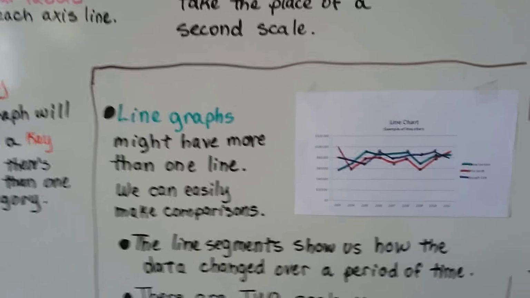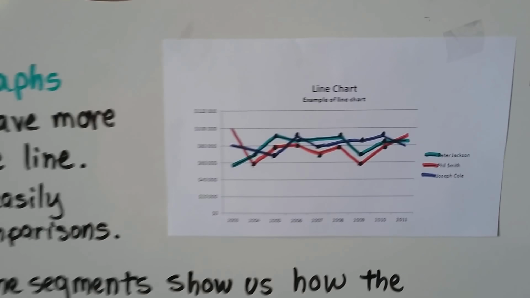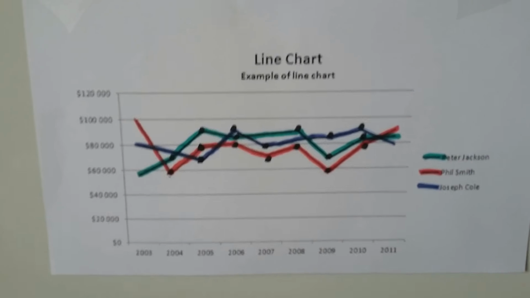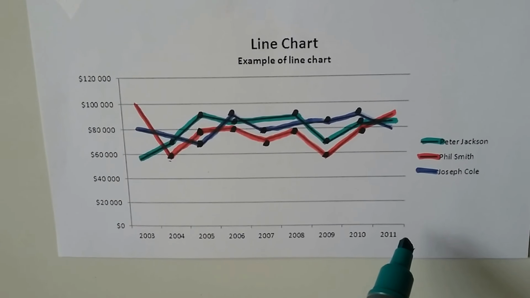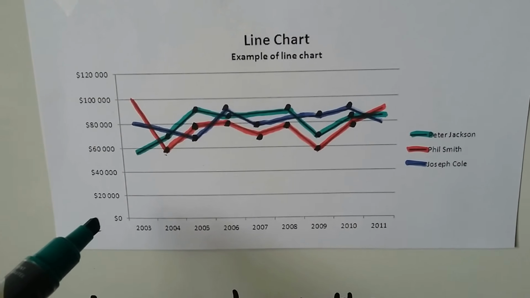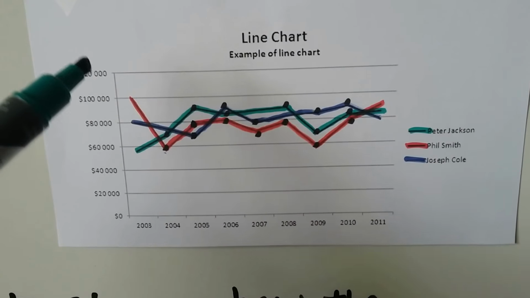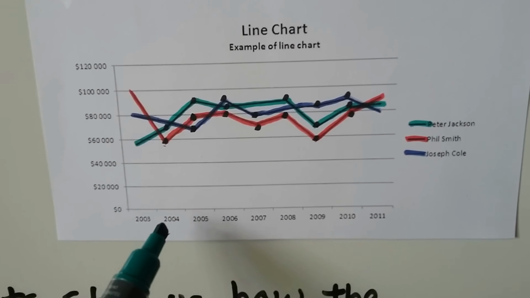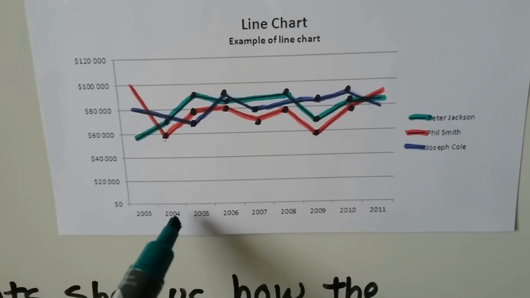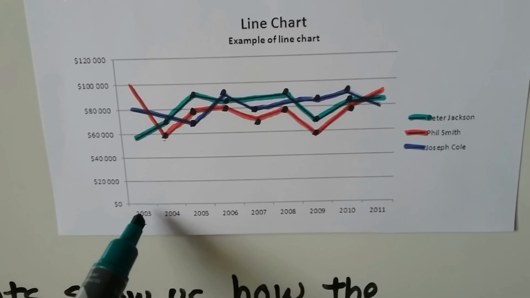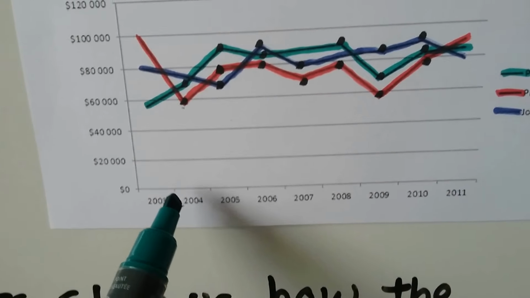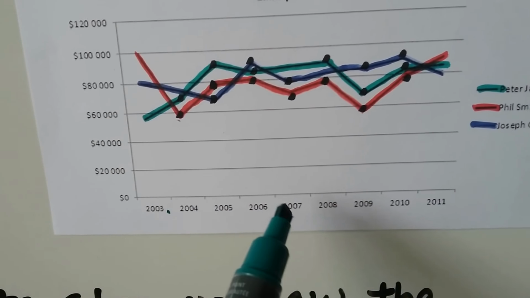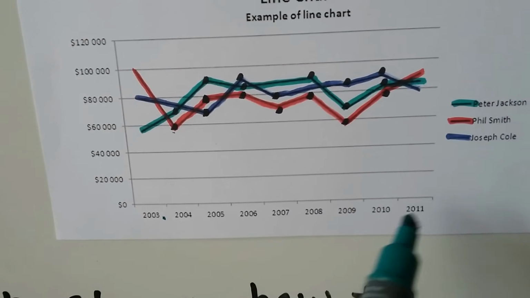So on a line graph, let's take a real close look at this one first. We have a line graph, and we've got dollar amounts here, and we've got years down here. And the dollar amounts go up in 20,000 increments evenly, and the years are going in order from 2003 to 2011. But you can even see those little marks here in between. See that? Showing like to separate them.